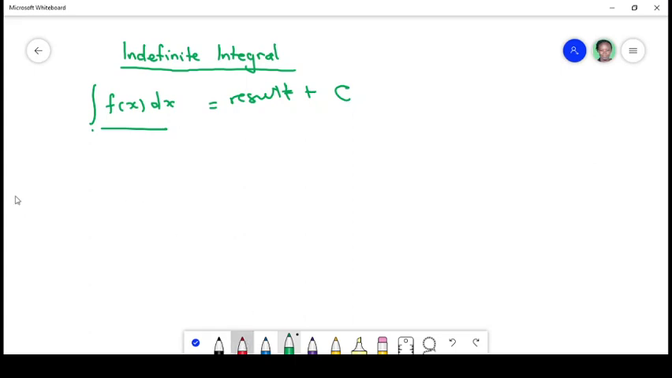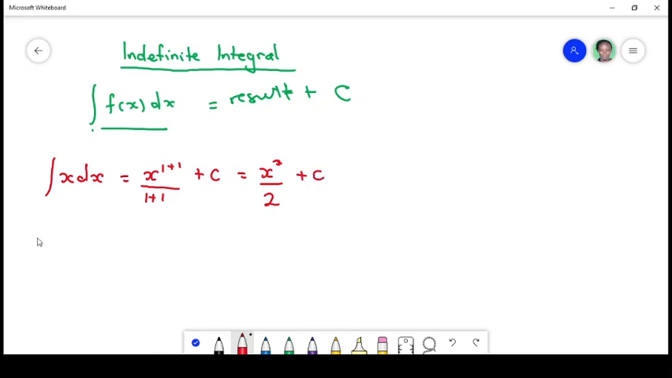So if I have an example, let's say I have the integral of x dx. If I want to integrate, the standard way for a linear function says that if I have x, what is the power of x? The power of x is 1. Add 1 to it. Then divide by the sum of this, which is 1 plus 1, plus a constant. So if I do so, you realize I have x to the power 2 divided by 2 plus a constant.